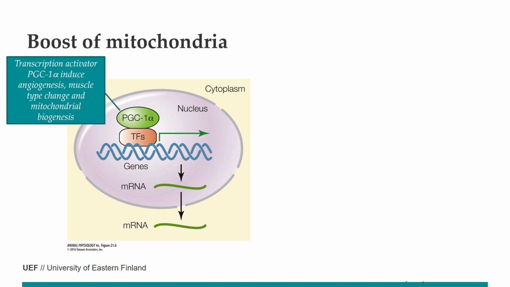For that reason, we use a transcription activator, PGC1 alpha. Quite a long and difficult name, but it's doing it all. It's affecting angiogenesis, so you have more blood flow. Then there's the muscle type change, from glycolytic to oxidative glycolytic cells, etc. And then more mitochondria. So you have all the changes with the same transcription activator.